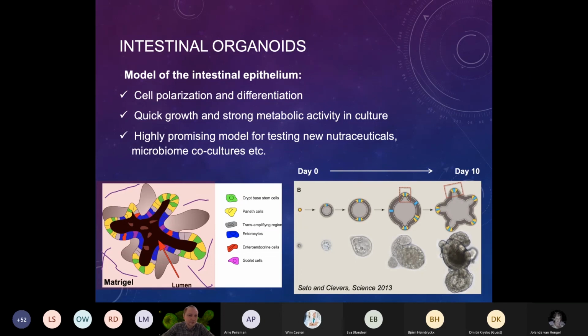What is also important is that you cannot grow them without a hydrogel and a matrix containing basal membranes, and you have to grow them most likely in the Matrigel matrix.